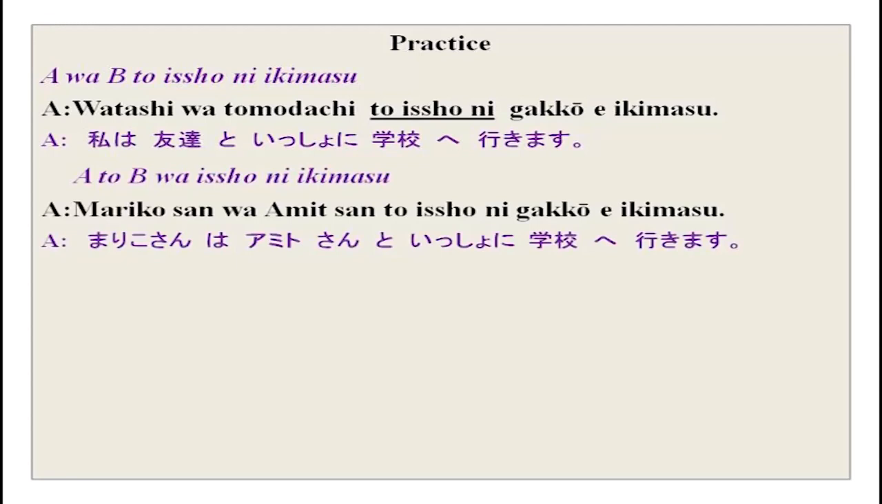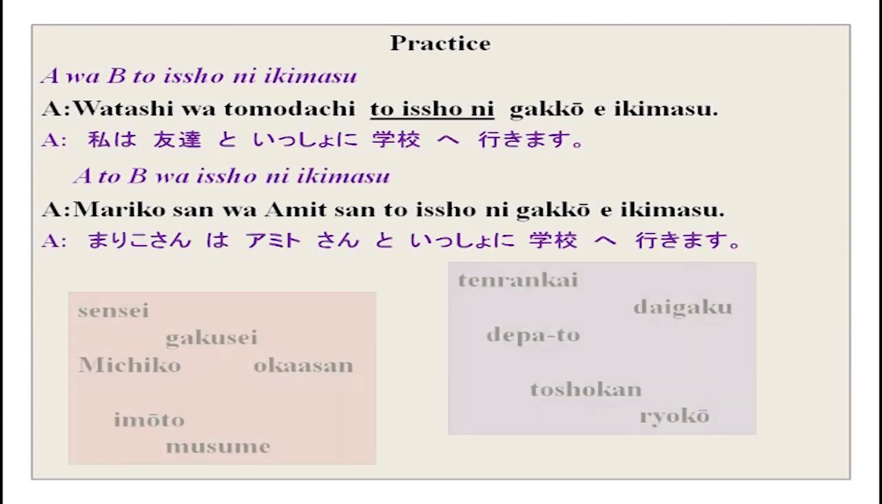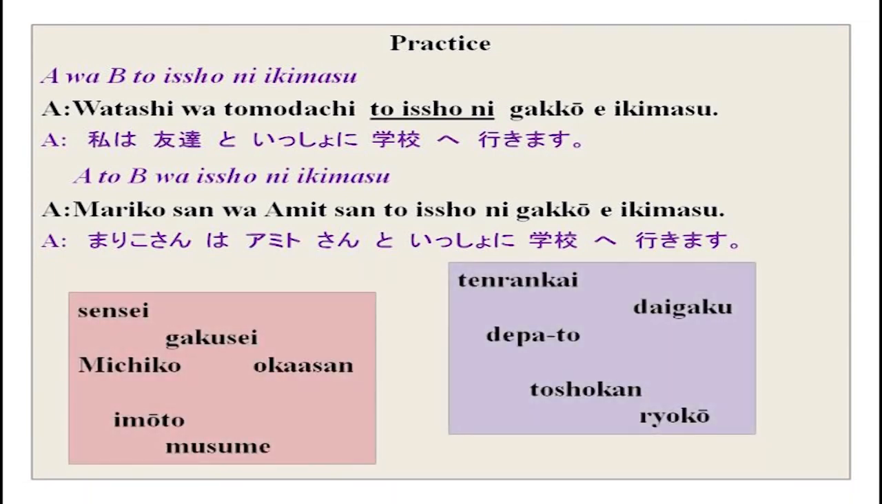A wa B to issho ni ikimasu. Watashi wa tomodachi to issho ni gakko e ikimasu. I go with my tomodachi, with my friend to school. A to B wa issho ni ikimasu. A and B go together to school. So, you have this combination, these words over here, in this one and this one.